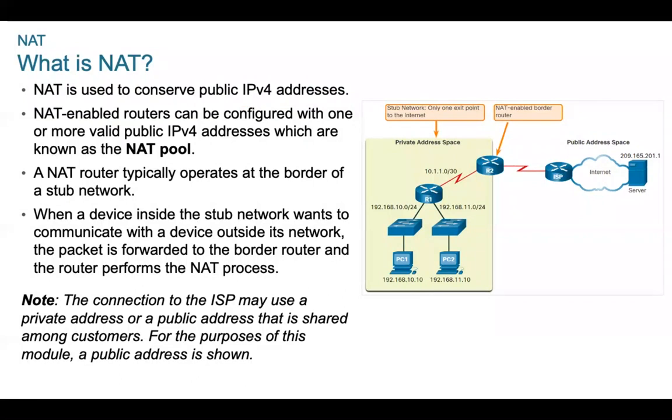So NAT enables the router, which we also call the edge router. This is the private network and this is the public network. Whatever the first router is there, we call that the edge router.